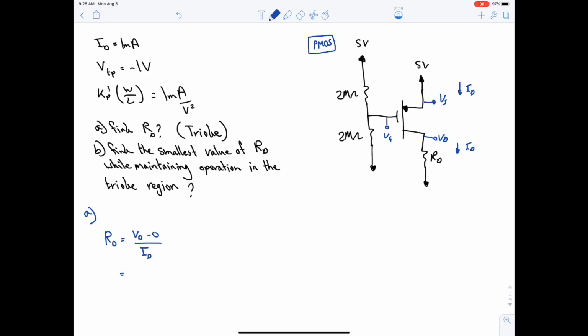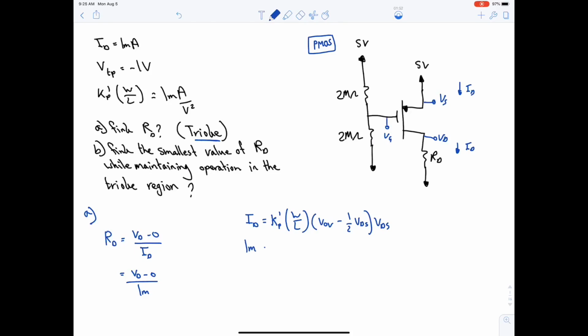If you notice, we do not have a VD, but we have an ID, so we will keep it like this: VD minus 0 over 1 milliampere. How can we find VD? Now we can find VD through the equation of triode. The equation of ID in triode region is ID equal to Kp prime W over L times VOV minus half VDS, multiplied by VDS.